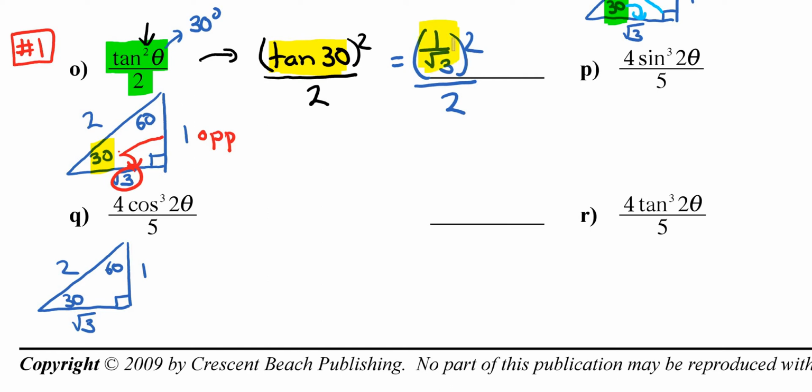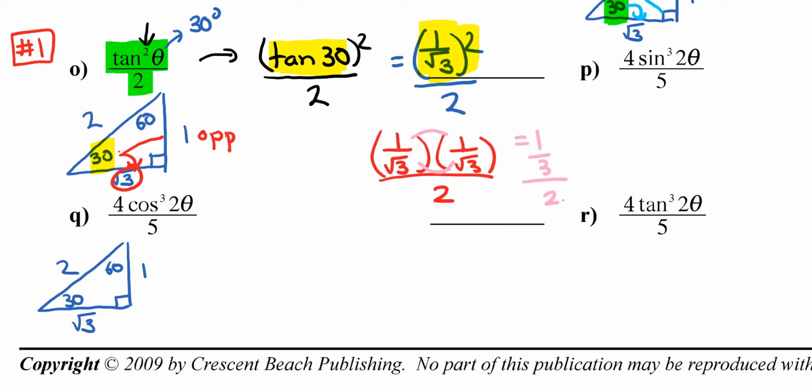So 1 over root 3 to the power 2, if I expanded that, would be 1 over root 3 times 1 over root 3, all divided by 2. And 1 times 1 is 1. Root 3 times root 3 is going to be 3, all divided by 2. And just like in the previous video, when you have a fraction divided by a number, you just multiply the 2 and the 3. So the final answer here will be 1 over 6. So 1 over 6 is the final answer for number 1-0.